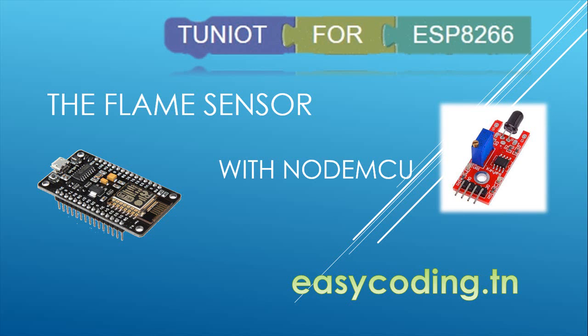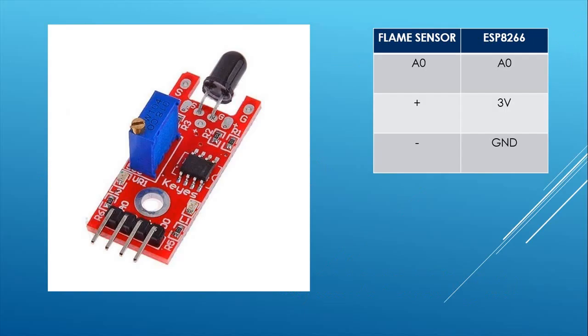Today, we will see how to use the flame sensor with the NodeMCU. This module is sensitive to the flame and the radiation. The detection distance is up to 100 cm. The flame sensor can output a digital or analog signal. It can be used as a flame alarm or in a firefighting robot.